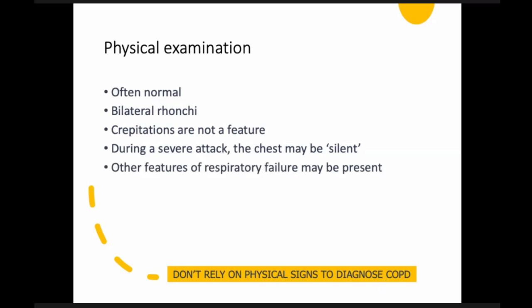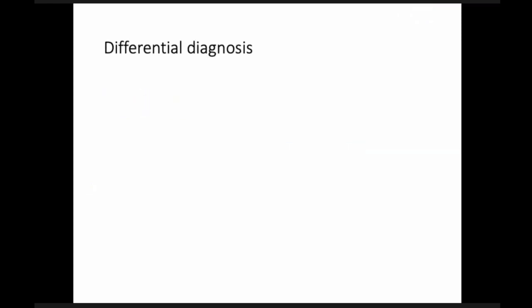And the other features of respiratory failure or respiratory difficulty may be present during an acute attack, like tachycardia, tachypnea, cyanosis, and the like, but not during the normal times. But the differential diagnosis of asthma I'm not going to discuss here, because this is not the clinical sciences stream lecture. This is in the applied sciences, and this doesn't come in the scope of this lecture.